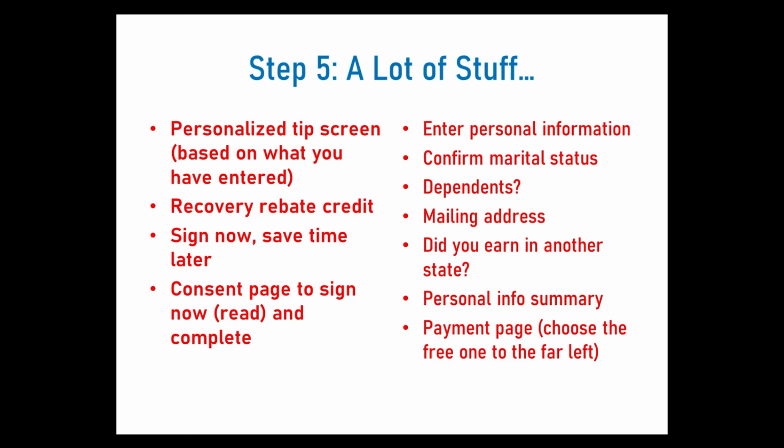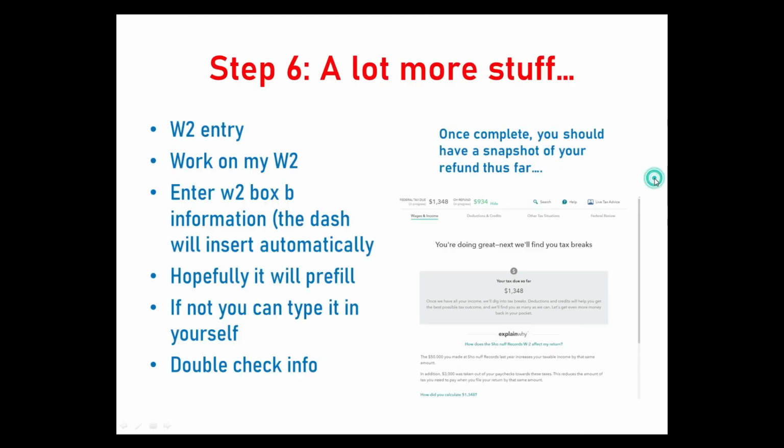Or excuse me, you're going to see your personal information summary that TurboTax will provide you based off of what you have entered. Then you're going to see a payment page. Now, at the payment page, you want to choose the free option to the far left of the page. We want to stick to free. If all we're entering in is simple W2s, maybe some unemployment, dependents, we want to stick to the free option. TurboTax may try to recommend TurboTax Plus. Ignore them and click on the free option.